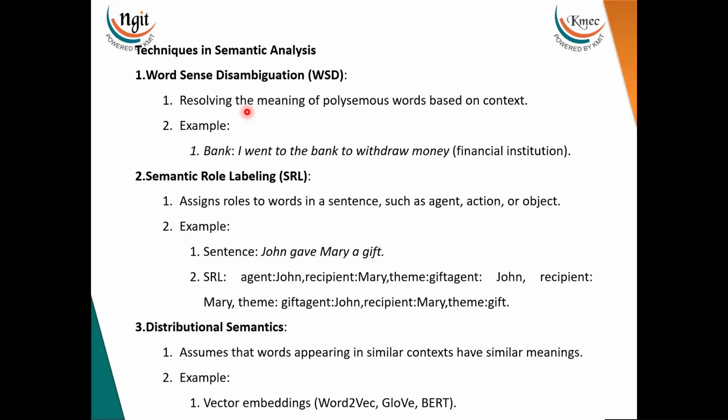Second is semantic role labeling. We call it in short form SRL, which assigns roles to words in a sentence, such as agent, action, or object. Example sentence: John gave Mary a gift. So in semantic role labeling, agent is John, recipient is Mary, theme is gift. Got it? Then we talk about distributional semantics. It assumes that words appearing in similar contexts have similar meanings. For example, vector embeddings.